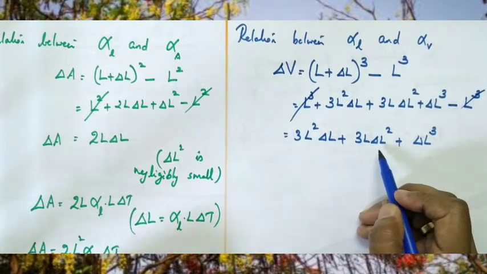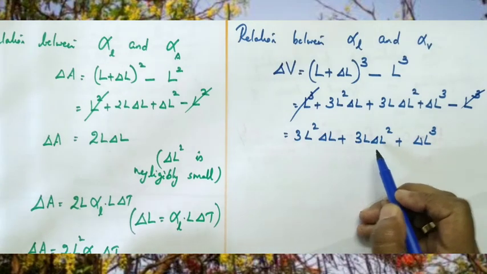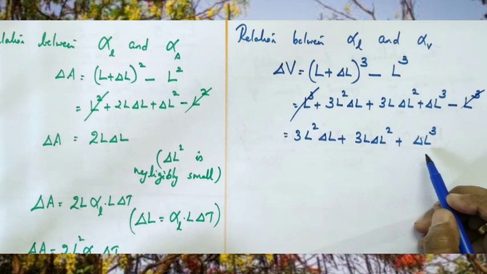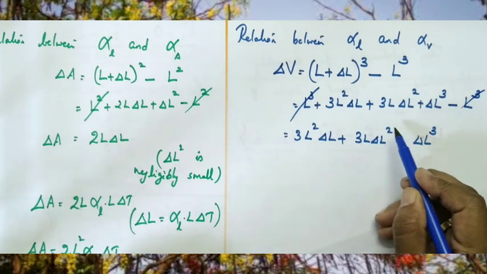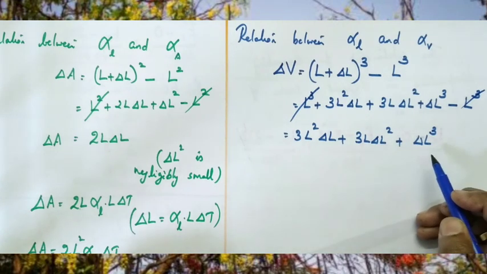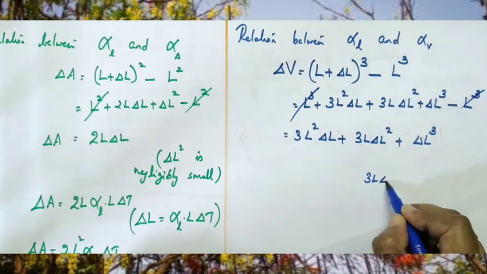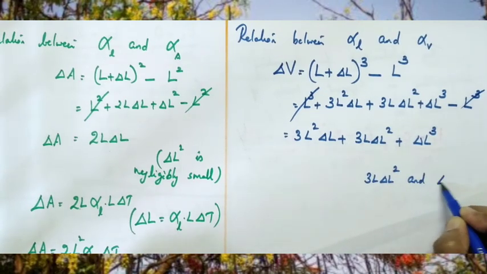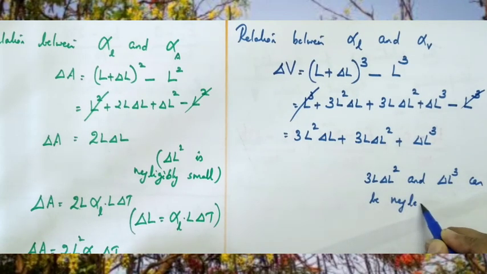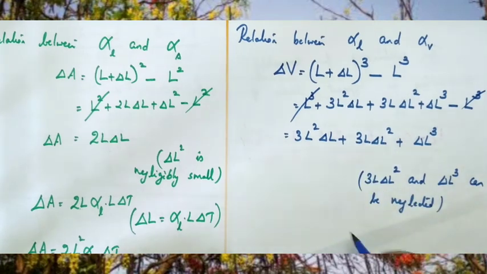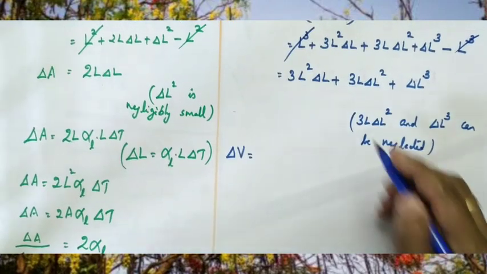Here, we know that delta L, the increase in length, is very small, and hence delta L square is also very small. Delta L cube is equally very small. So we can neglect the terms containing delta L square and delta L cube because they are negligibly small. So here 3L delta L square and delta L cube can be neglected. Clear, children?